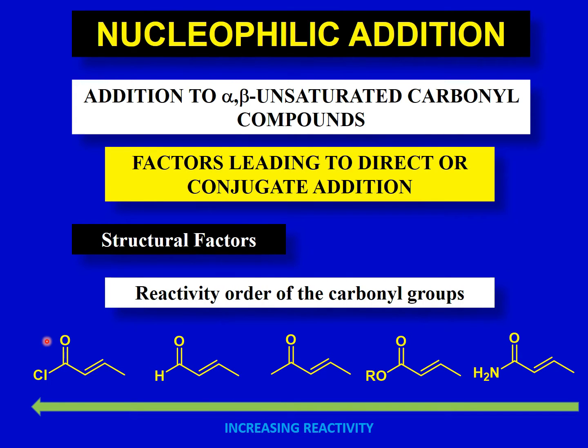So starting with the acid halide here, you can see that it's the most reactive of all the carbonyls given here. It is because of the fact that we have an electron withdrawing group attached directly to the carbonyl carbon. So inductively, this chlorine atom is electron withdrawing, that increases the electrophilicity of this carbonyl carbon, making it more reactive towards the nucleophile, and so it will favor direct addition.